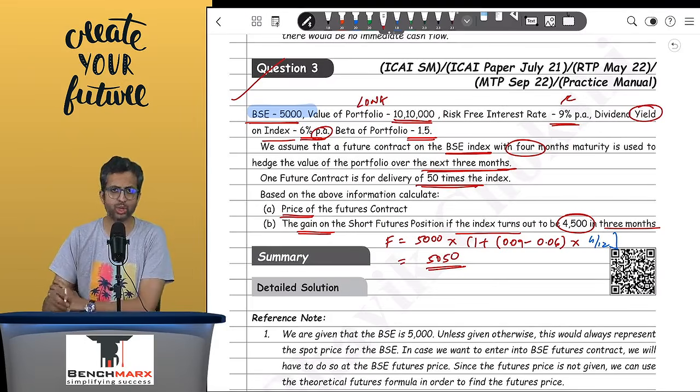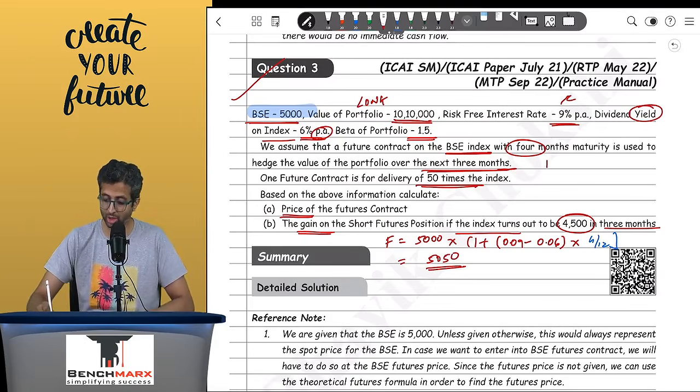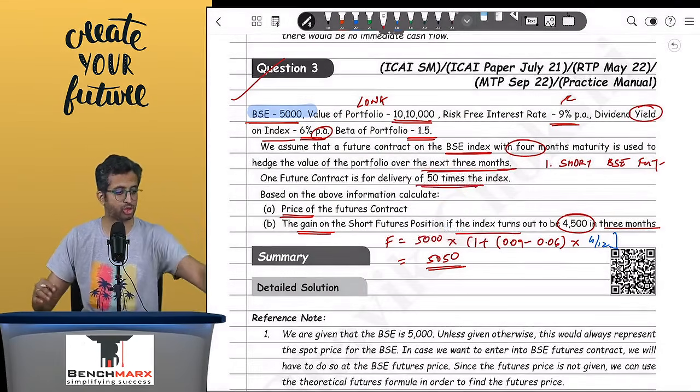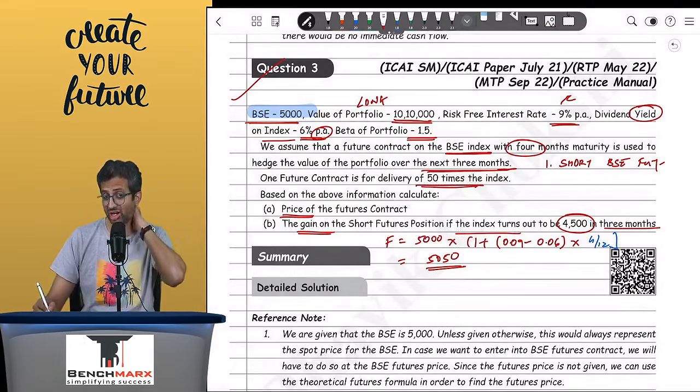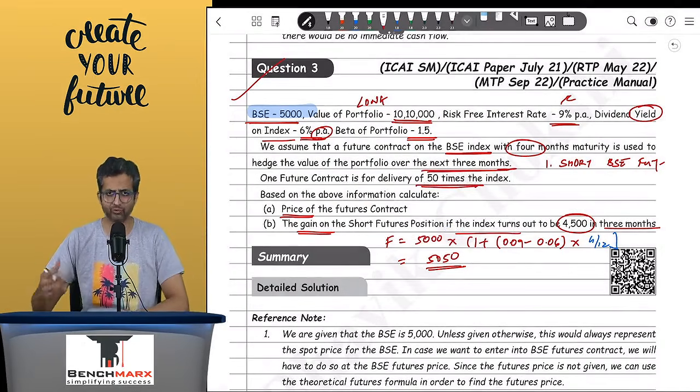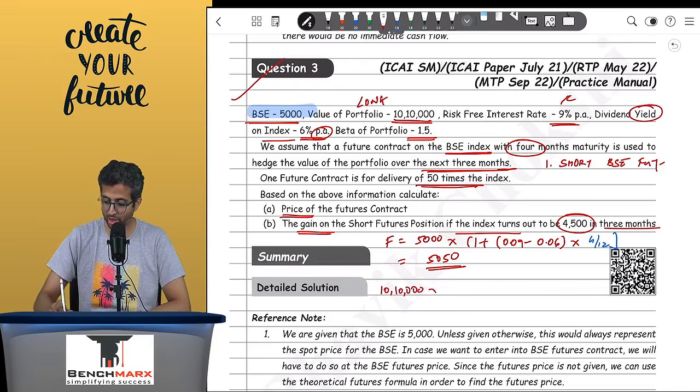Now once you have the futures price, you want to hedge. If you're long the portfolio, the strategy should be to short the 4-month BSE futures. The second question is, how many contracts should you short? We will short the number of contracts in such a way that your portfolio gets covered. That is 10,10,000, my portfolio, into the beta. The beta over here is 1.5, upon the contract size.